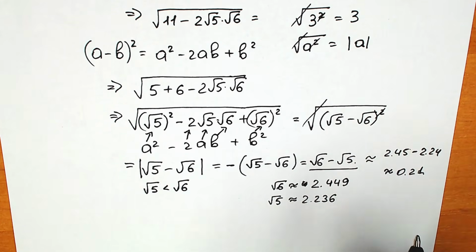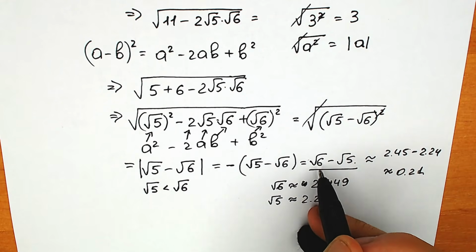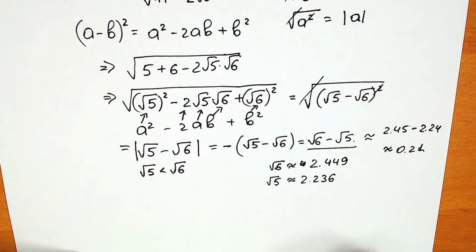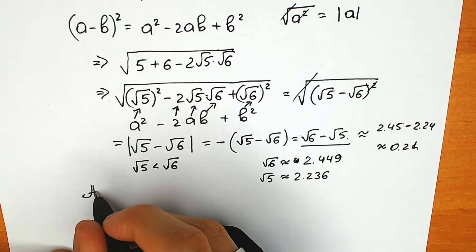Just in case, if you know it, you can easily write an approximate answer, but we are interested only in this answer. Okay, we have square root of 6 minus square root of 5. This is our answer to this question.